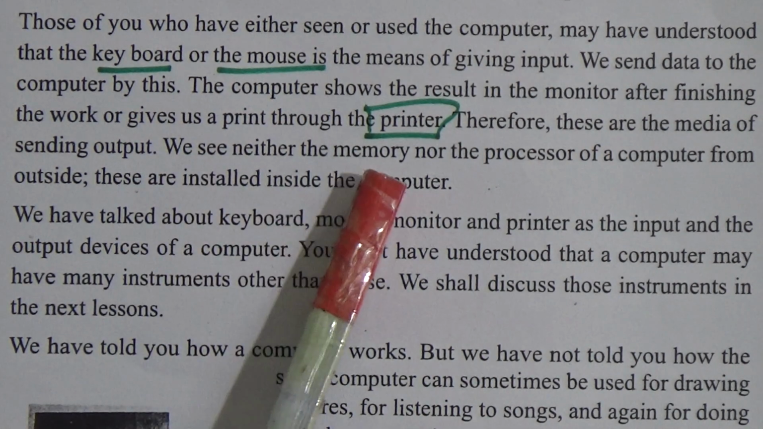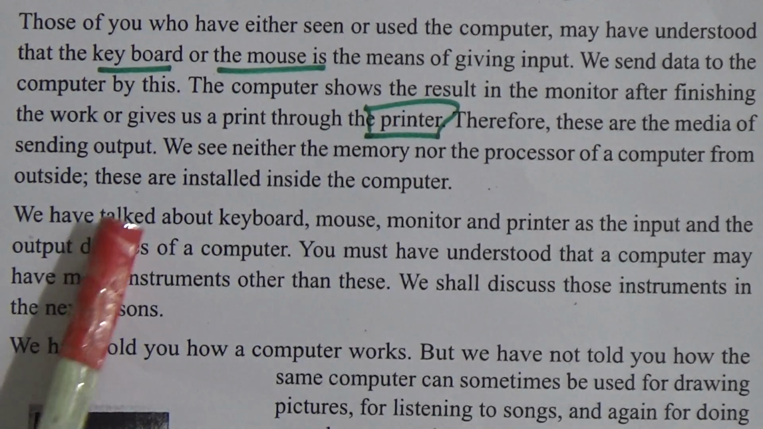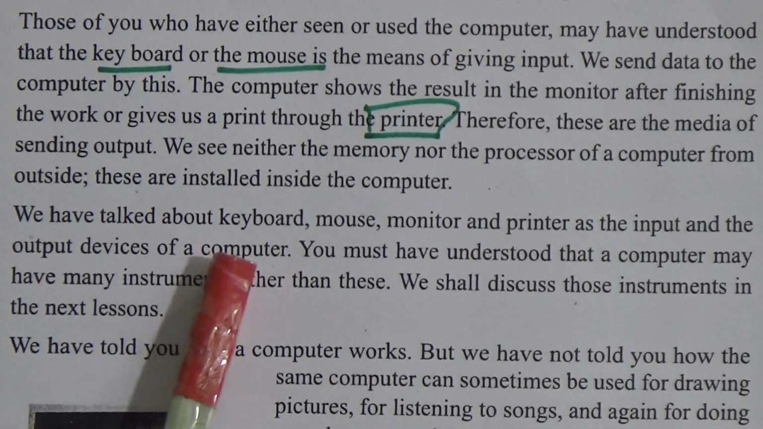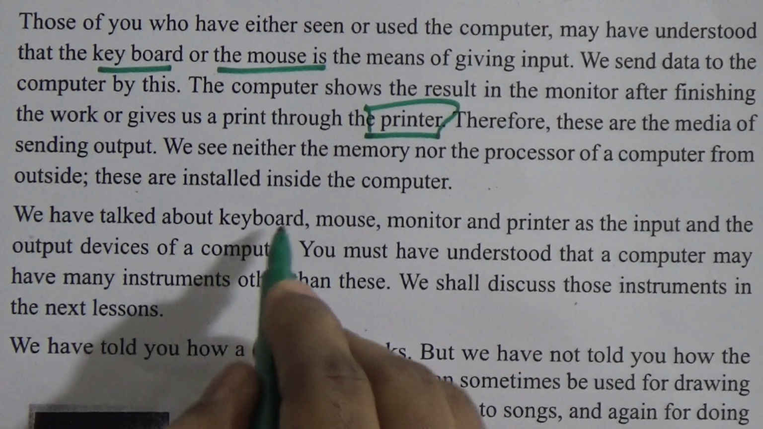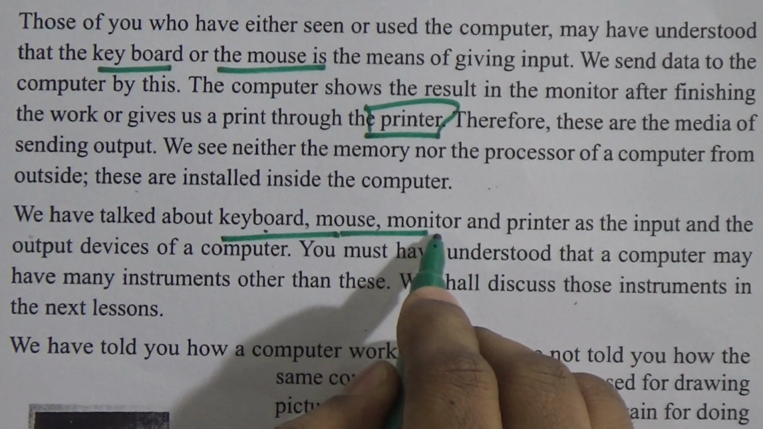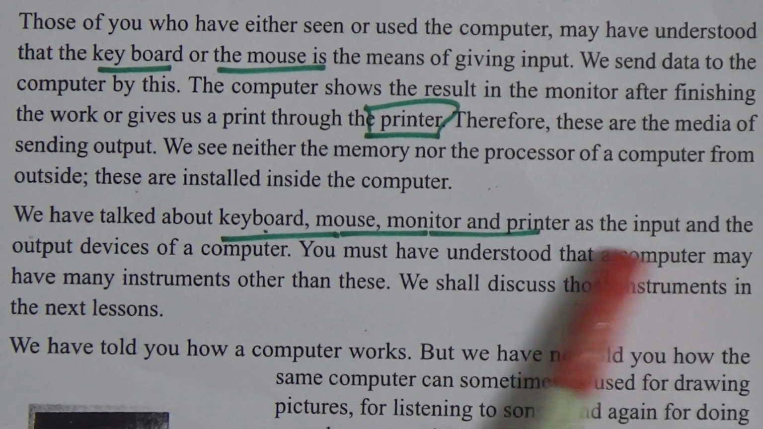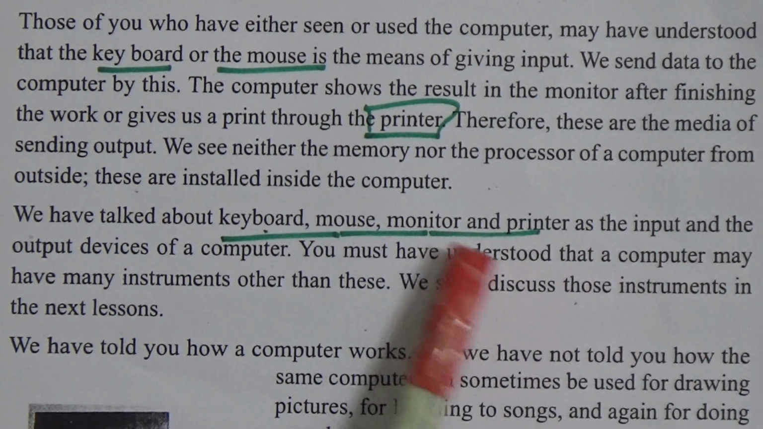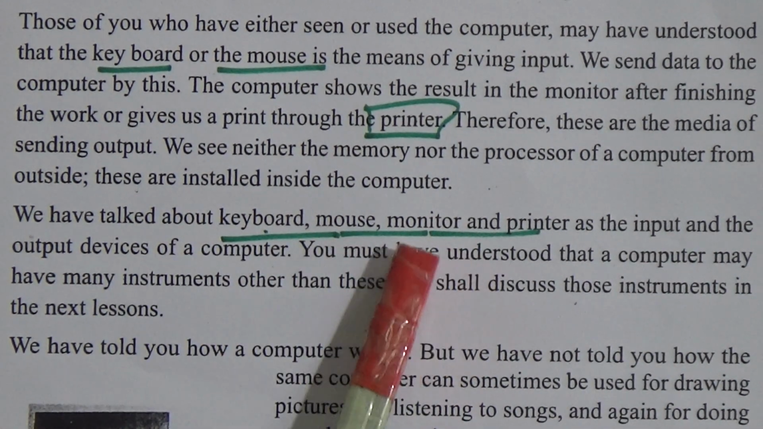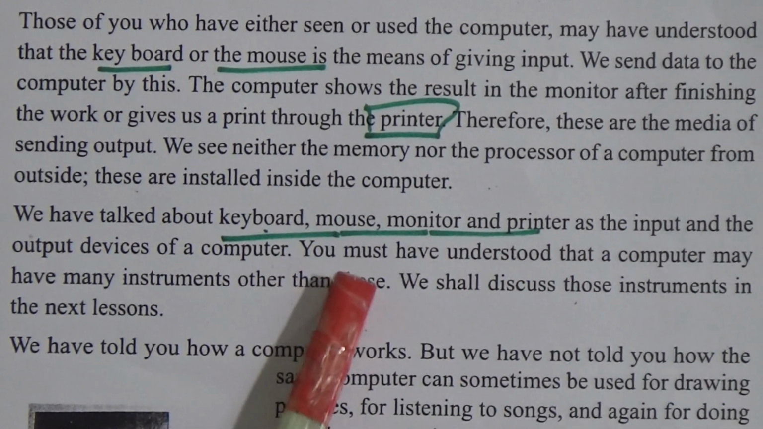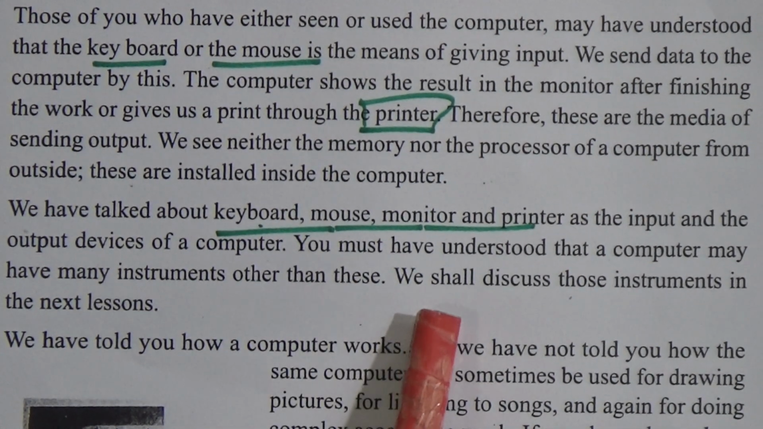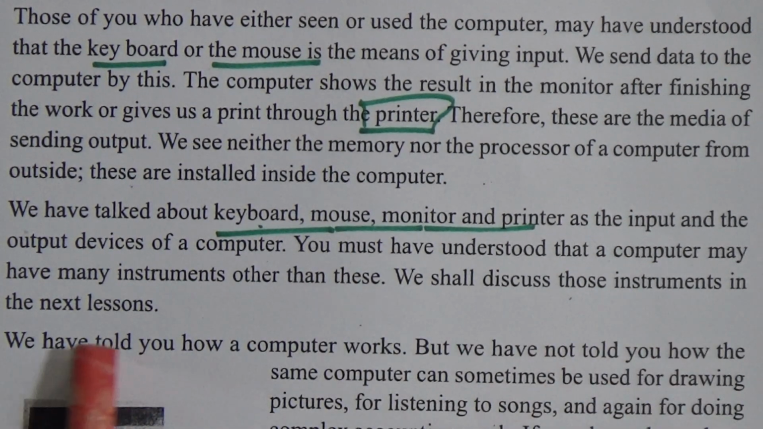We see neither the memory nor the processor of a computer from outside. These are installed inside the computer. We have talked about keyboard, mouse, and monitor and printer. So keyboard, mouse are the input devices, and monitor and printer are the output devices of a computer. So first two are input and second two are output devices. You must have understood that a computer may have many instruments other than this. We shall discuss those instruments in the next lessons.